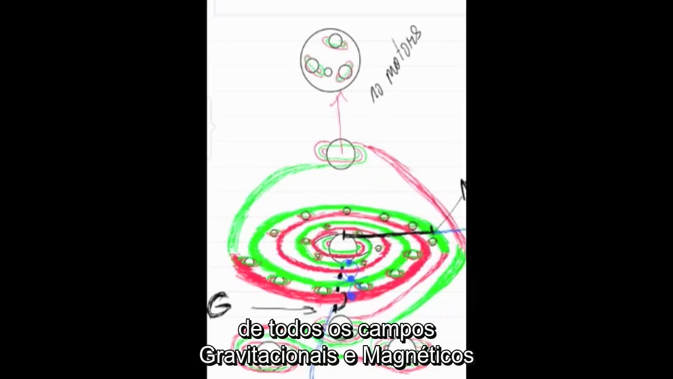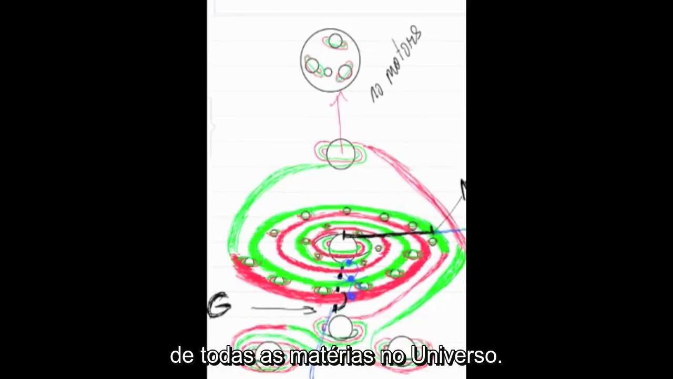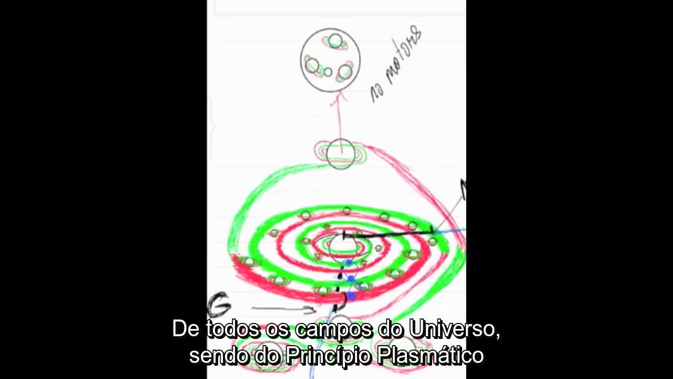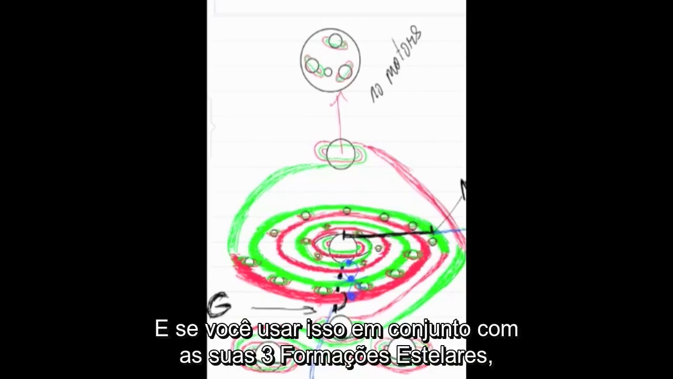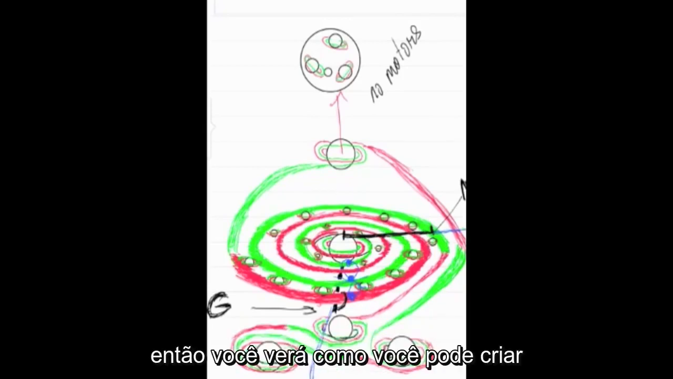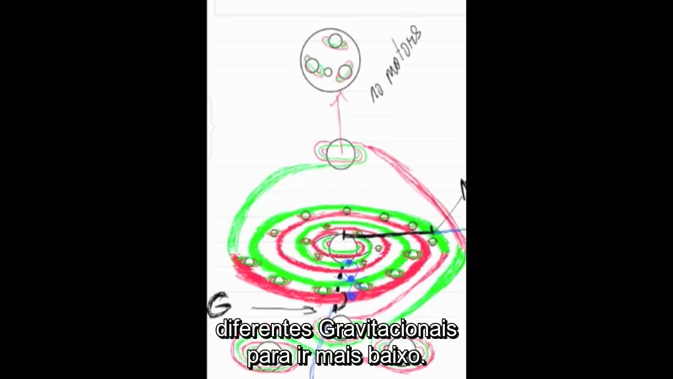And what you have shown is the prelude to making a system for measurements of all the gravitational magnetic field of all the matters in the universe, based on the plasmatic principle of matter transition. This unit will, and then if you use this in conjunction with your 3-star formation, then you will see how you can create different gravitational to go lower.